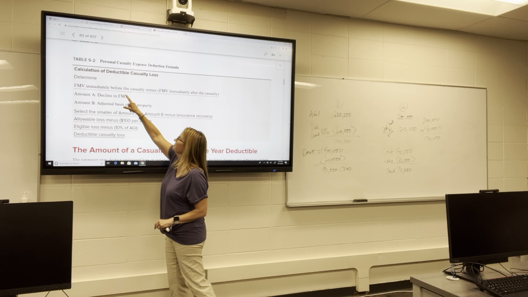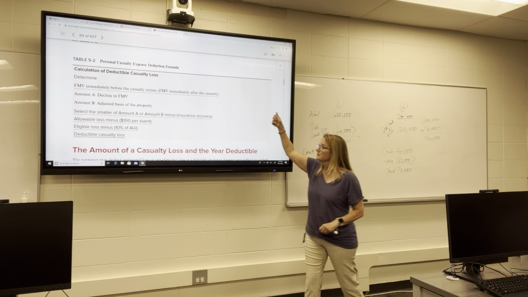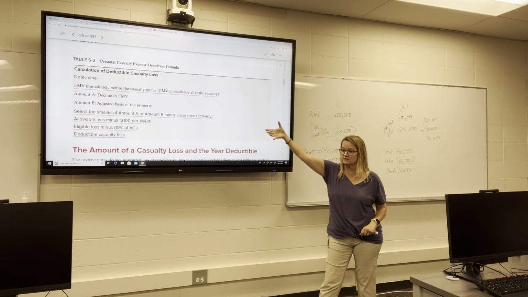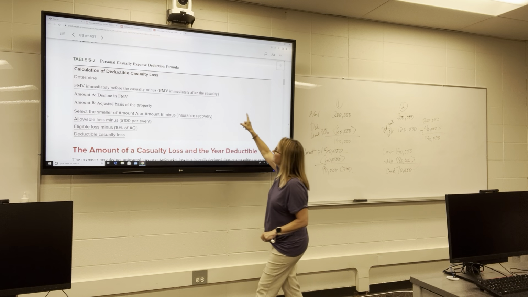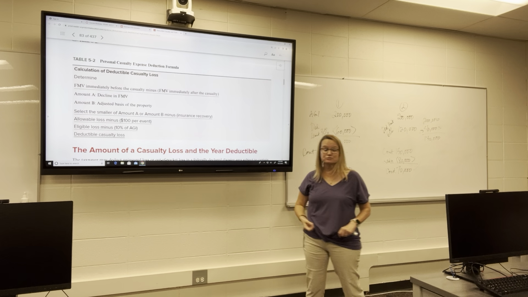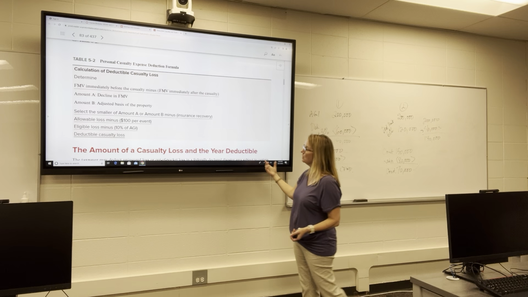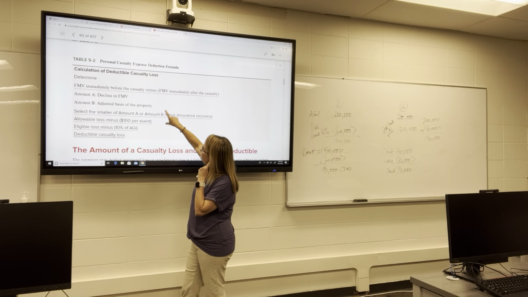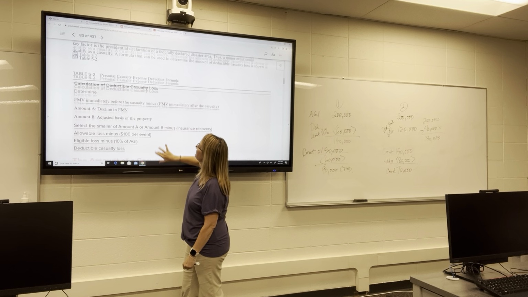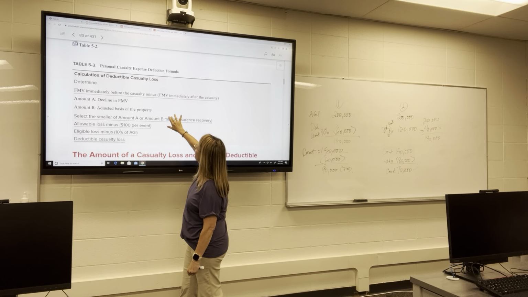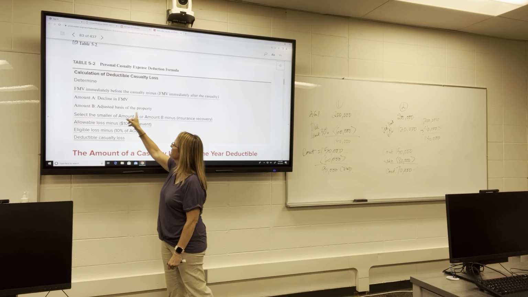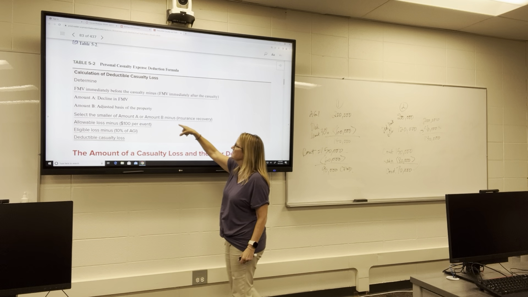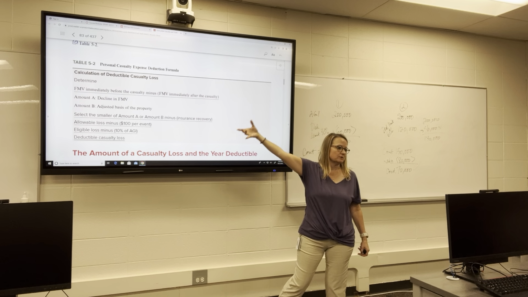So you have to determine the fair market value immediately before the casualty. So if your house burned down because of that gas leak, it was worth $200,000 before it burned down, minus the fair market value immediately after the casualty, maybe it's 0. All right, that's your loss. This is your decline in fair market value. So you're gonna take either the decline in fair market value or the adjusted basis of the property. Select the smaller of A or B. So in our case, we lost all of it, $200,000.